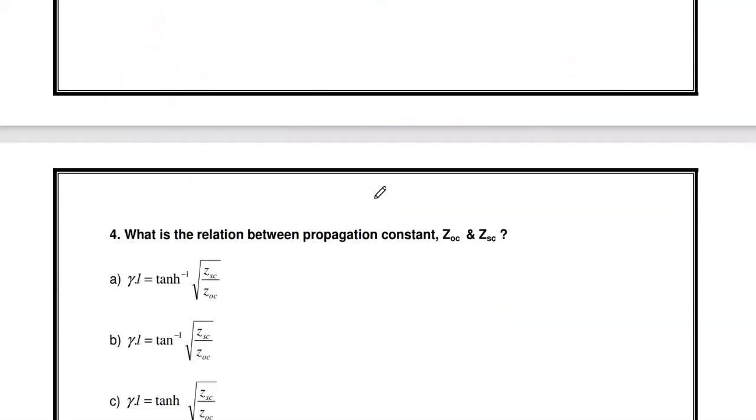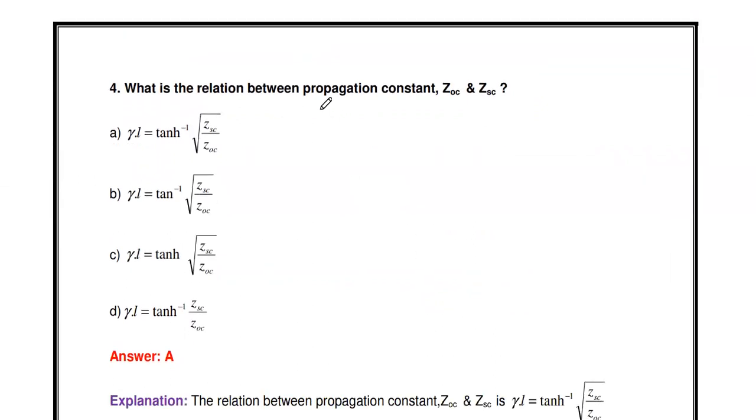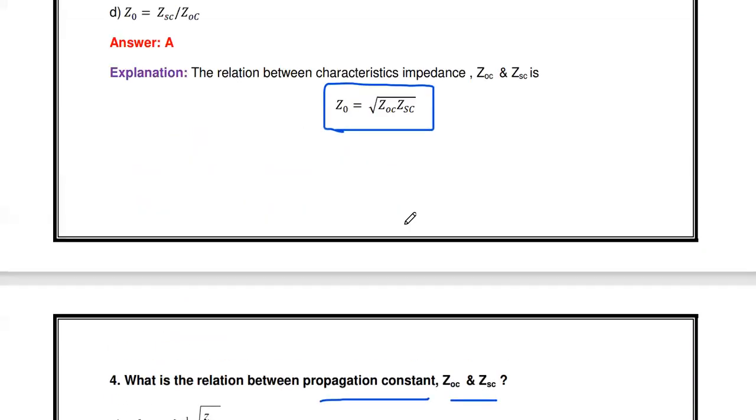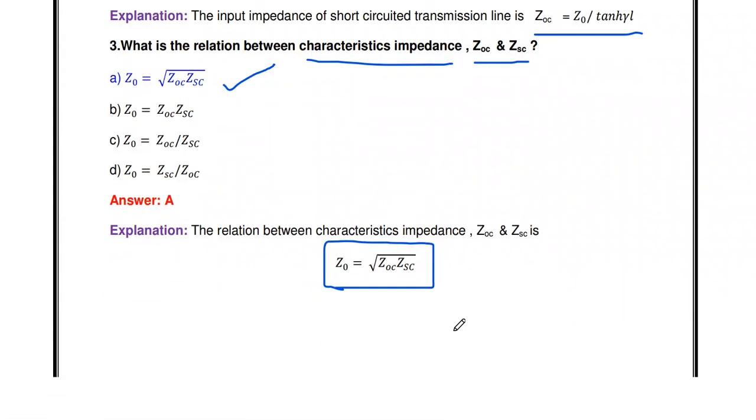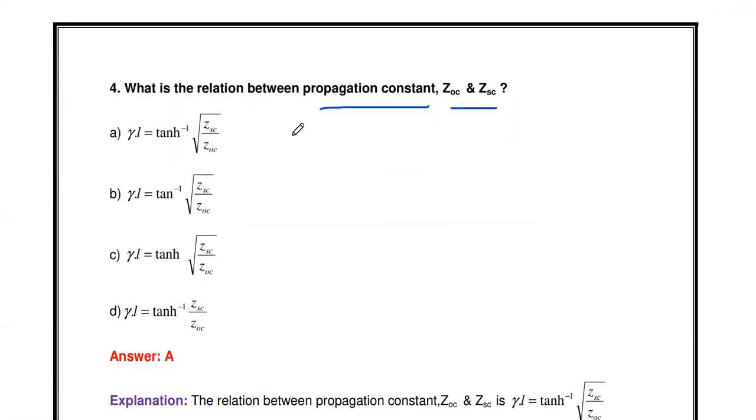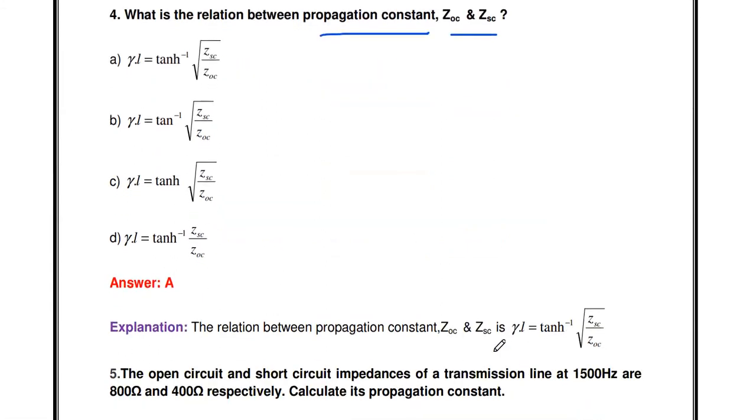Then the next one: what is the relation between the propagation constant, ZOC and ZSC? In the previous question, we discussed the relation between characteristic impedance, ZOC and ZSC: Z naught equals the square root of ZOC into ZSC. Similarly, the relation between the propagation constant, ZOC and ZSC involves tanh ηL, where η is the propagation constant and L is the length.